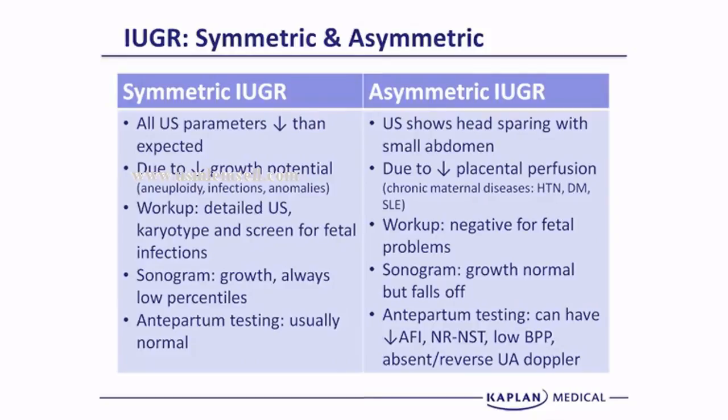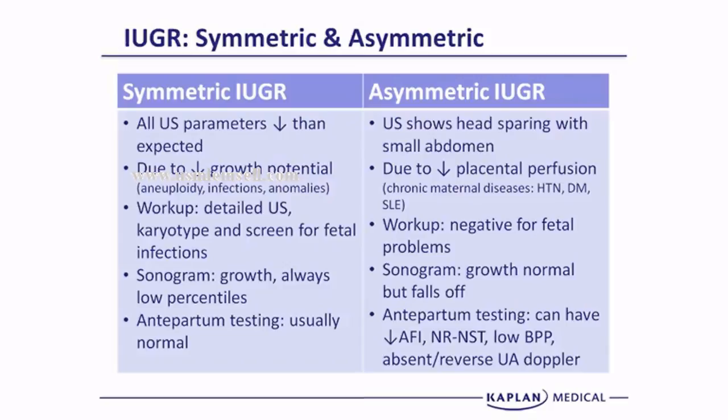We want to do a detailed ultrasound. We want to look for any genetic markers. We will consider doing an amniocentesis for karyotyping and screen for fetal infections. We talked about that previously. What's interesting with the symmetric IUGR is that the growth tends always to be at the low percentile. It's 5th percentile all the way along.